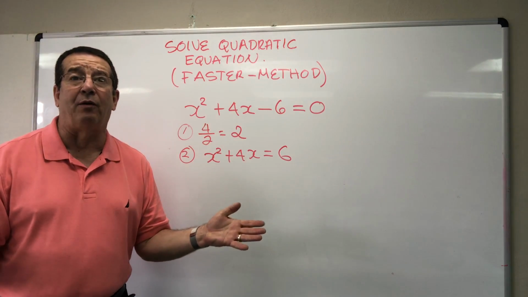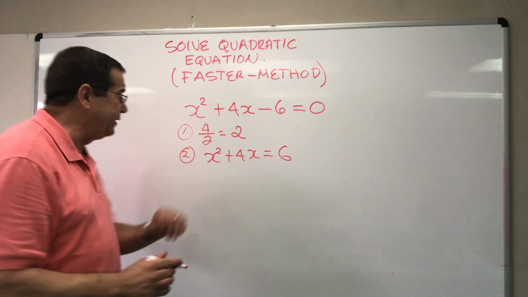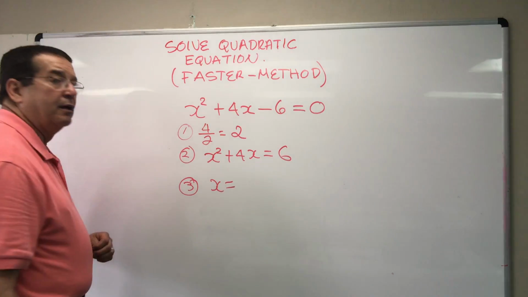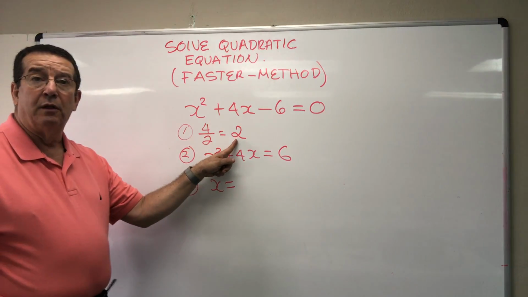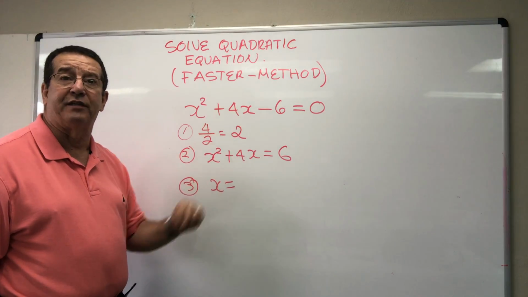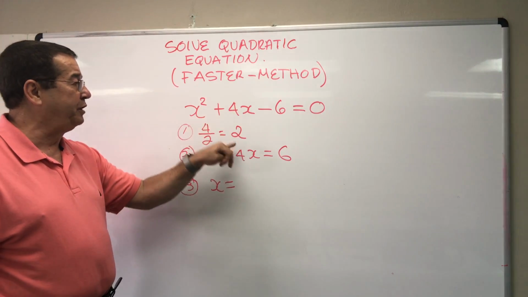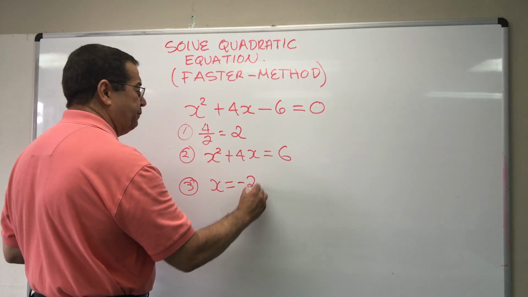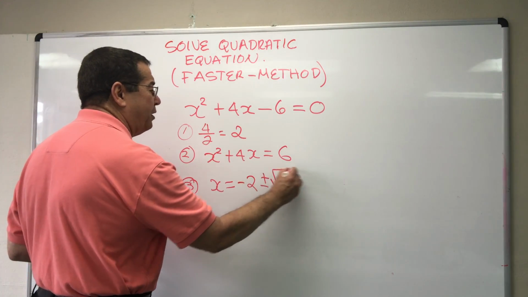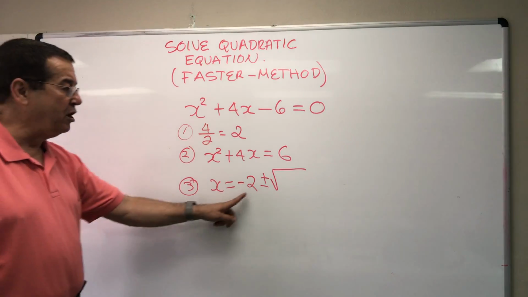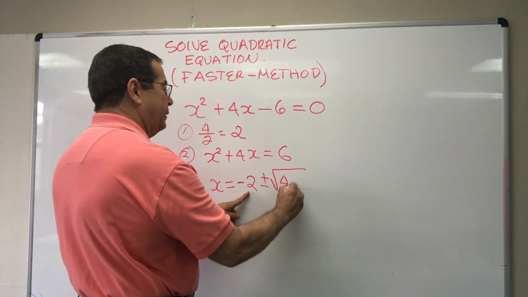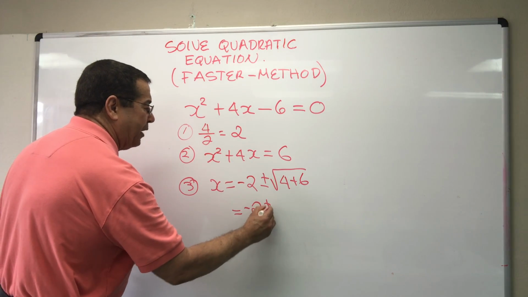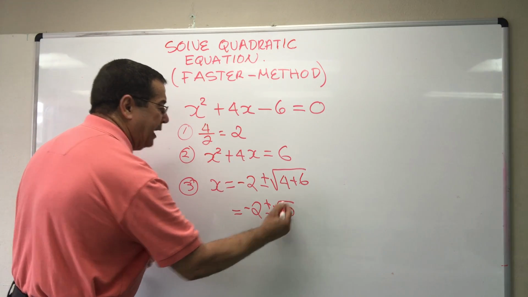Then what do you have to do now? Very easy solution. You write the solution now. Three, x is equal to the value of this, which is 2. When you write it here, you change the sign of this value. It's positive 2 divided by 2, and you change the sign, it's negative 2, plus and minus the square root. This number squared is 4, plus 16. And now finally you have the solution: negative 2 plus and minus square root 10. And this is the solution.